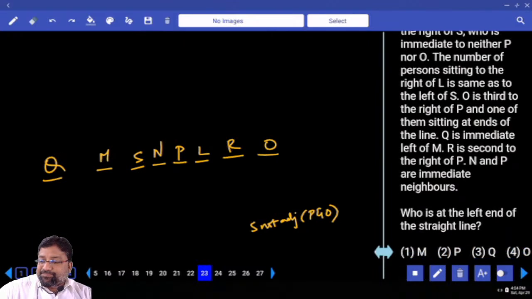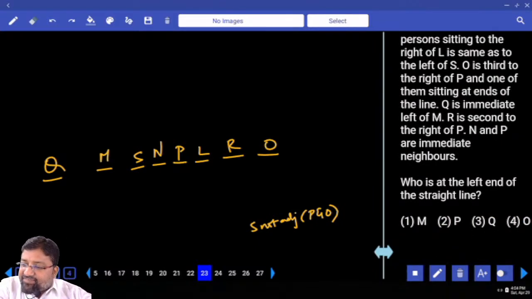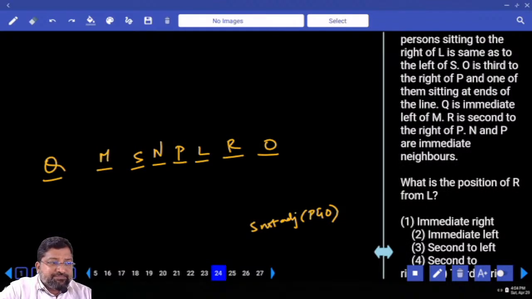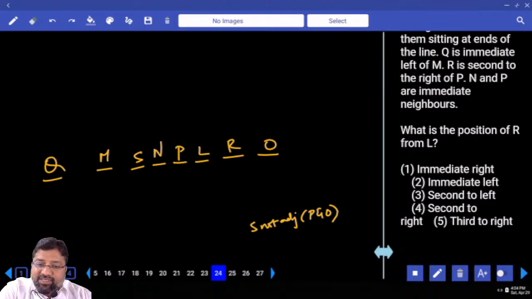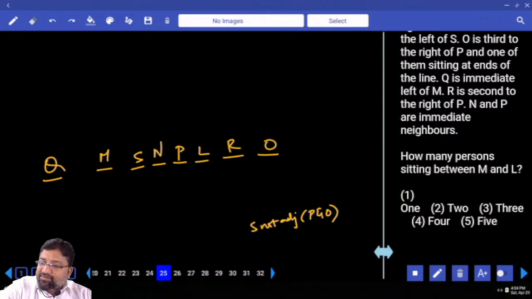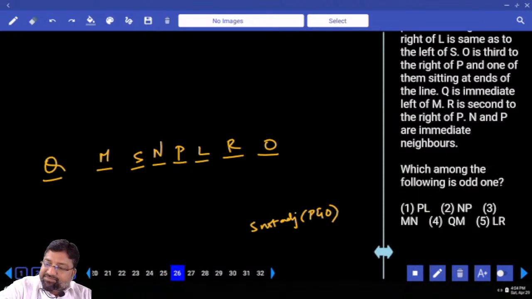Done? Who is at the left end of the straight line? Q. What is the position of R from L? Immediate right. How many persons sitting between M and L? 3 persons.